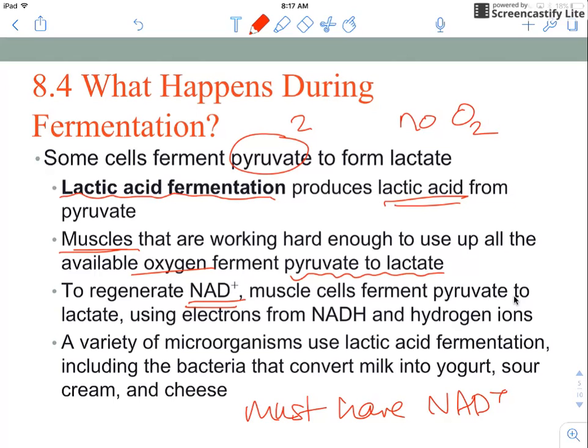A bunch of organisms use lactic acid fermentation. Obviously, we do, humans. Bacteria that convert milk into yogurt. The acid is what spoils it and makes it yogurt, has that zippy flavor. Sour cream, and of course, my favorite, cheese. Ah, cheese. I love you, cheese.